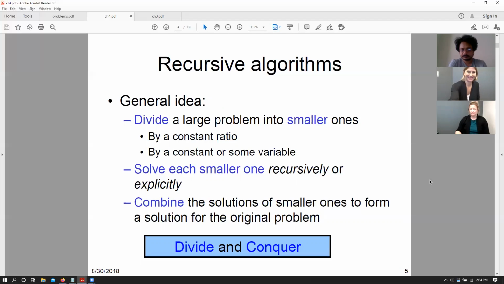Fibonacci? Can you say that again? Can you ask that question again? Yes. So can you give me any other examples other than merge sort, binary search, and Fibonacci that are also recursive algorithms? You can do quicksort recursively, correct?